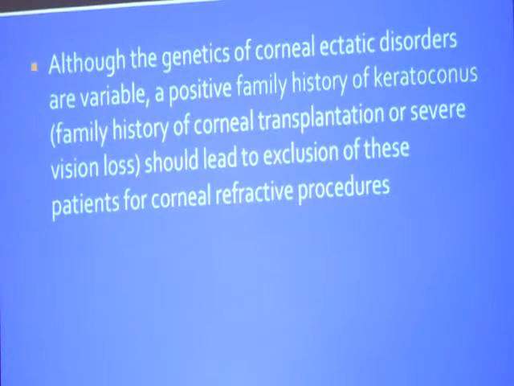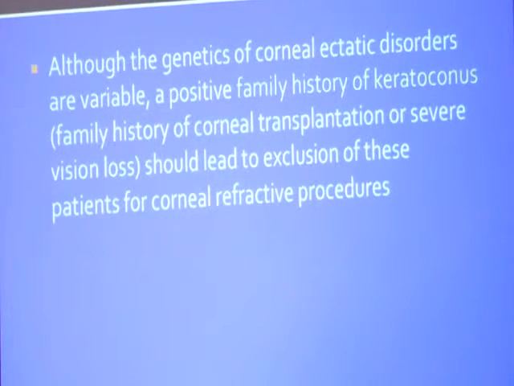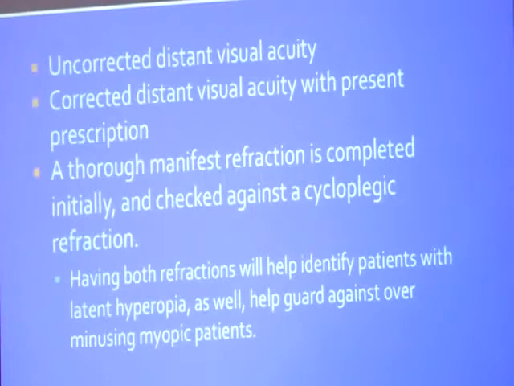You have to know the family history, if there is anyone in the family who has had either known keratoconus or unstable refraction, has undergone corneal transplants, etc., to give you a kind of clue that this patient may not be a good candidate.